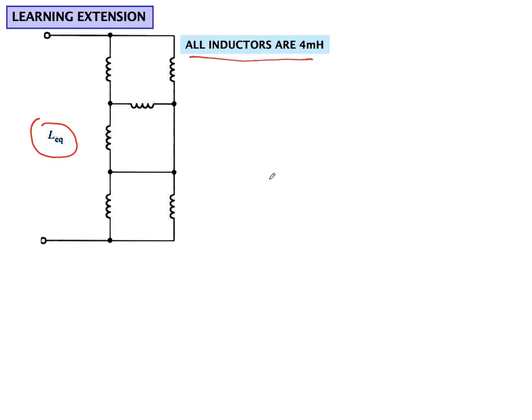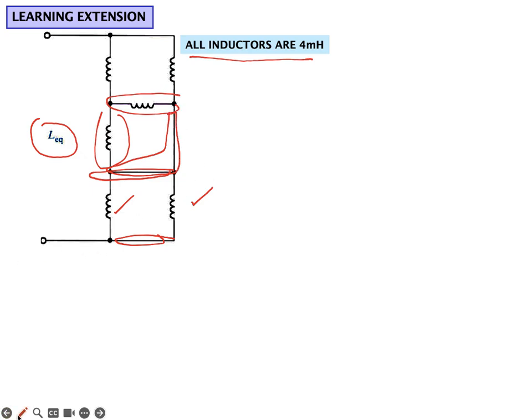So here we can see we can solve this circuit by looking at the connection between these inductors. Here we can see these two inductors are connected in parallel. Likewise, this inductor and this inductor are also in parallel because this is one common node. So let's solve it step by step.